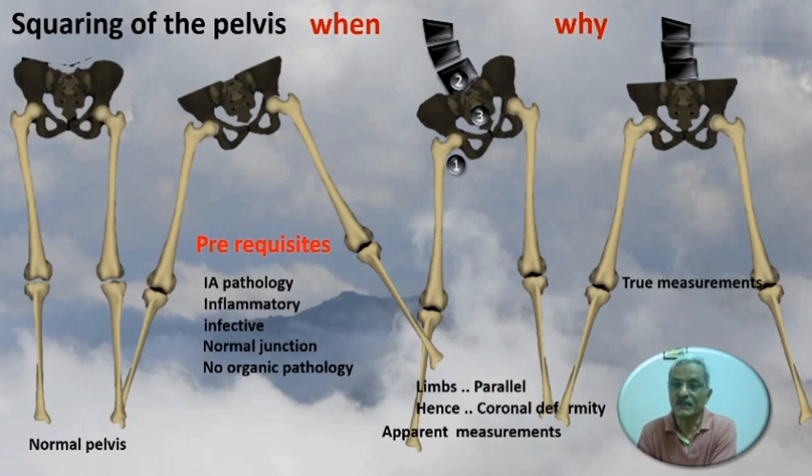Don't get confused with the movements of the hip joint before squaring of the pelvis or after squaring of the pelvis. Normally, squaring of the pelvis is classically described to know the true measurements of the hip joint during the examination of the hip joint.